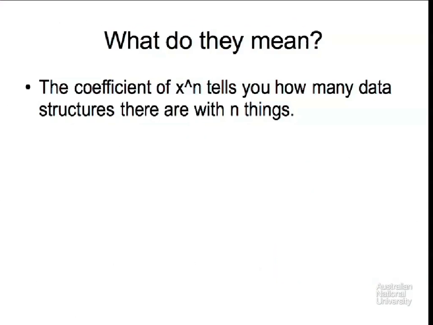So basically what this means is the coefficient of x to the n tells you how many data structures there are with n things of type x. So in this case, there is exactly one kind of list with 3 elements of A in it, right? Because the only list is, like that, right? There's not multiple different ways of doing it.